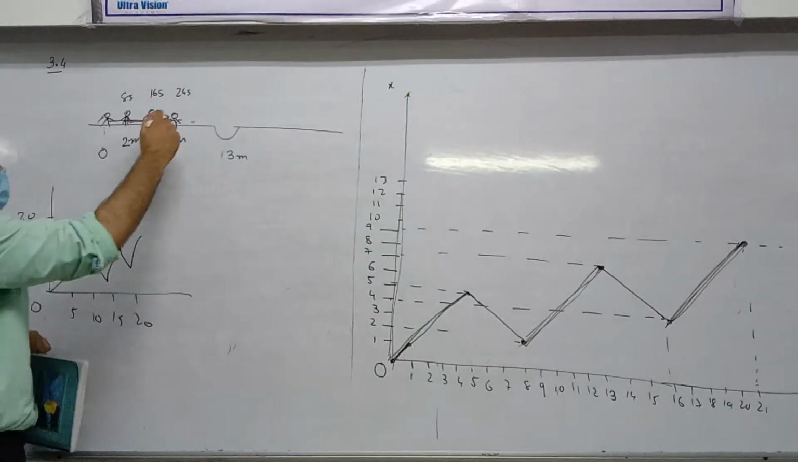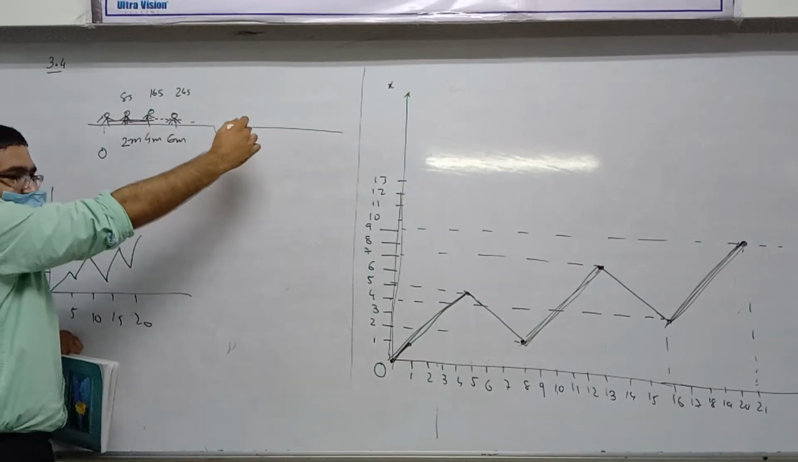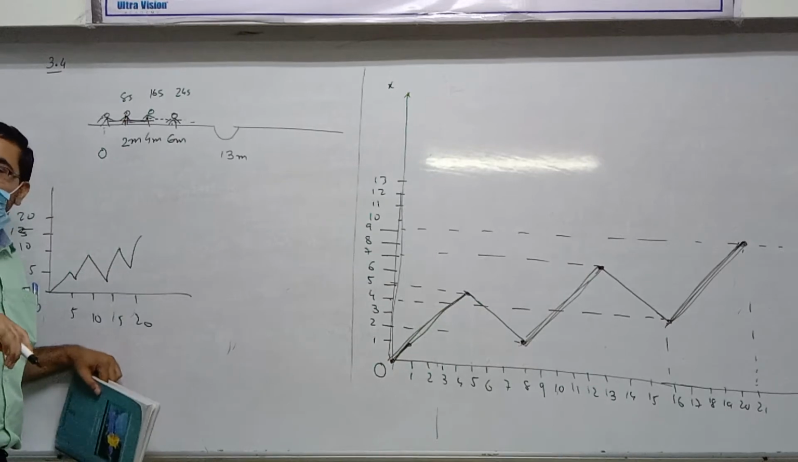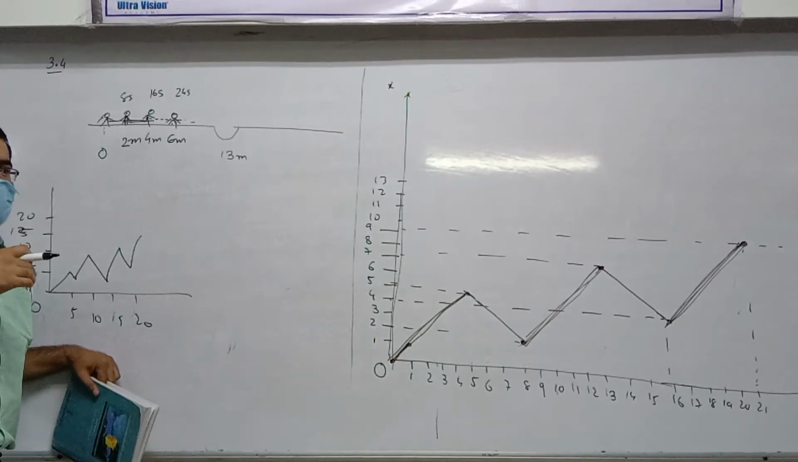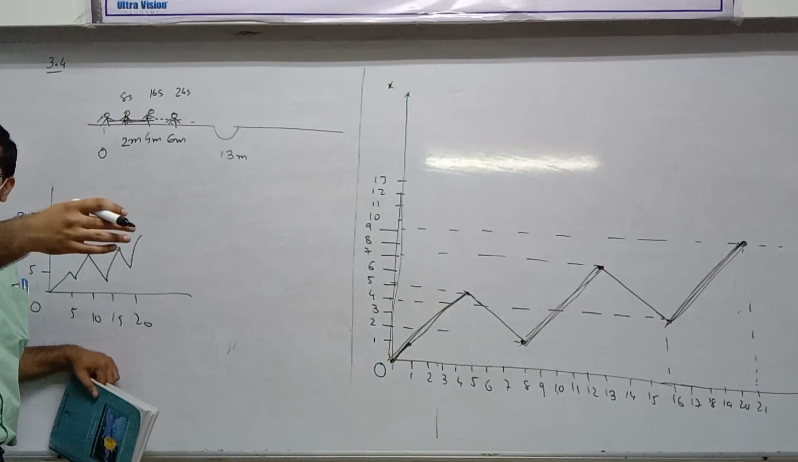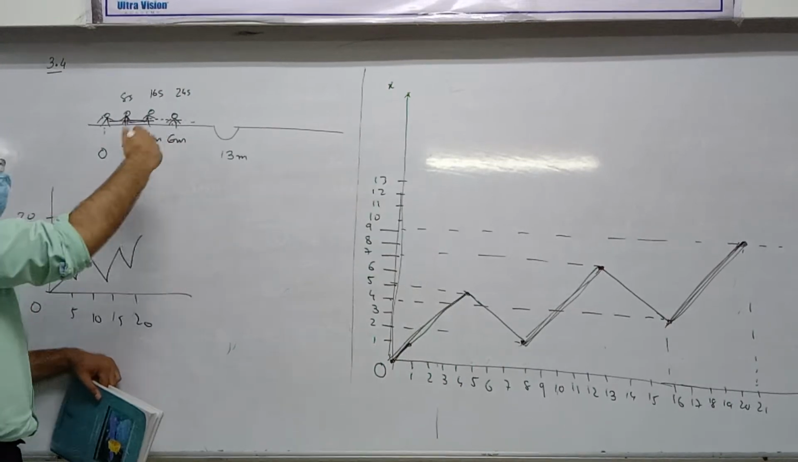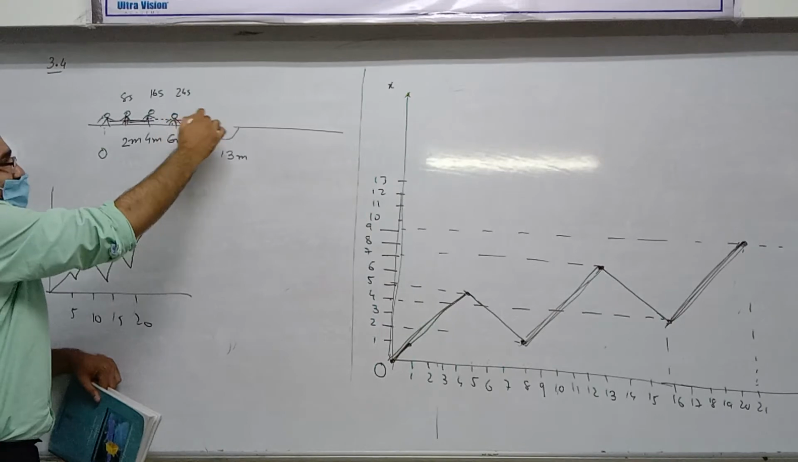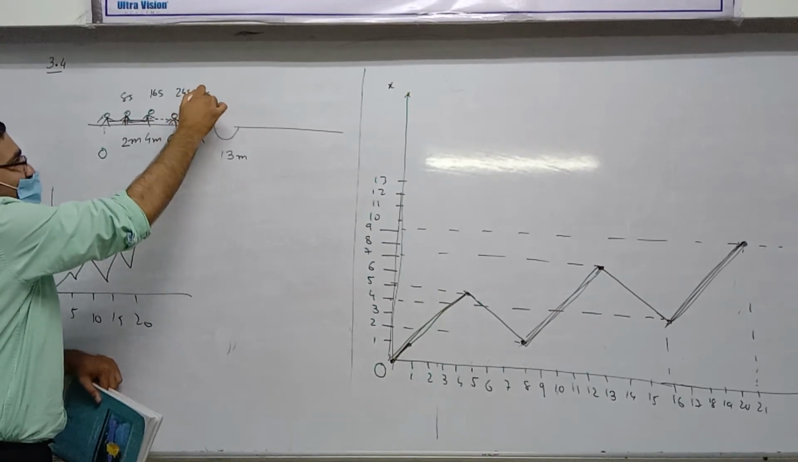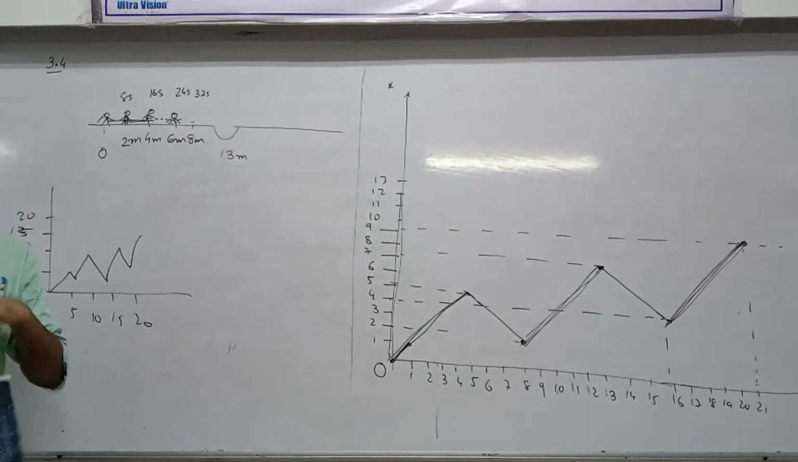Okay. From here, if the drunkard moves 5 steps forward, the drunkard will fall in the pit. Yes or no? No, because 5 forward means 11. Is the pit at 11? No. Where's the pit? 13. So, one more time, 5 forward and 3 backward. So, reaches 8. And time would be 32 seconds. Is that clear? Yes. Sure? What happens now?